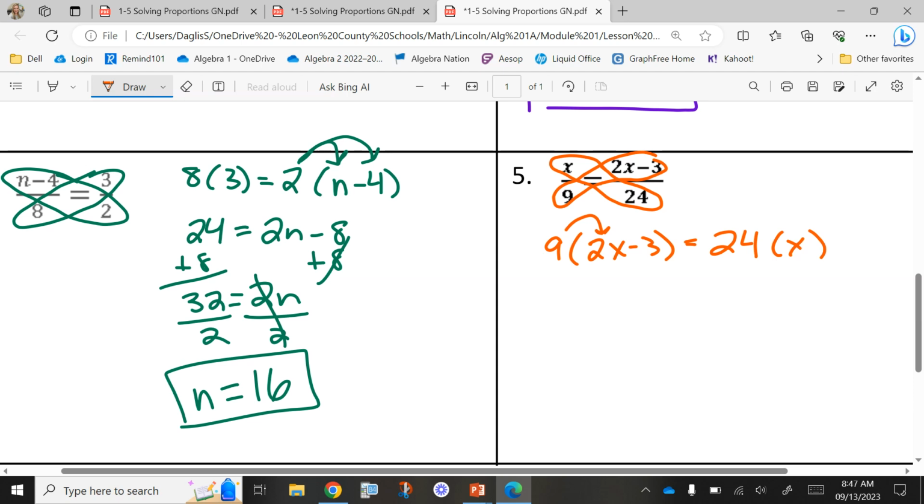18x. Good. To distribute means to multiply. Are we getting that? We're going to do a lot of distributing this whole year. So make sure you understand when I say distribute, you're multiplying 9 times 2x, which gives us 18x. And then 9 times negative 3 gives us negative 27. Good. And then this other side, we have 24x.